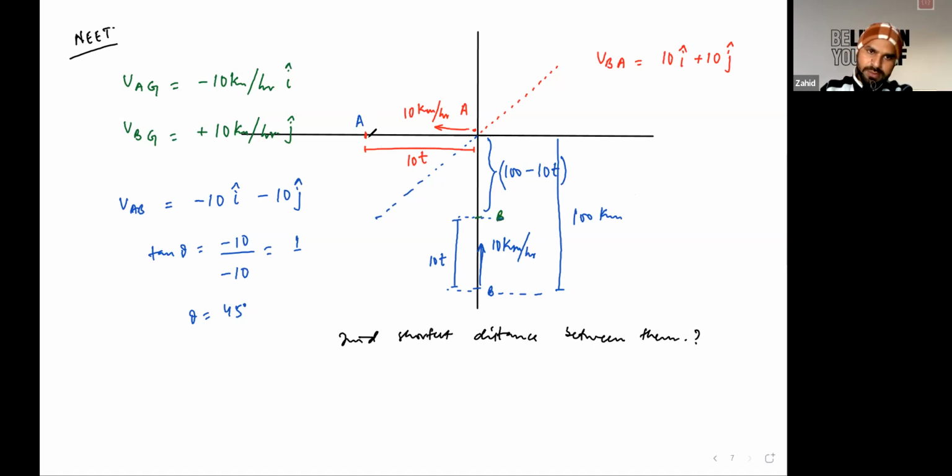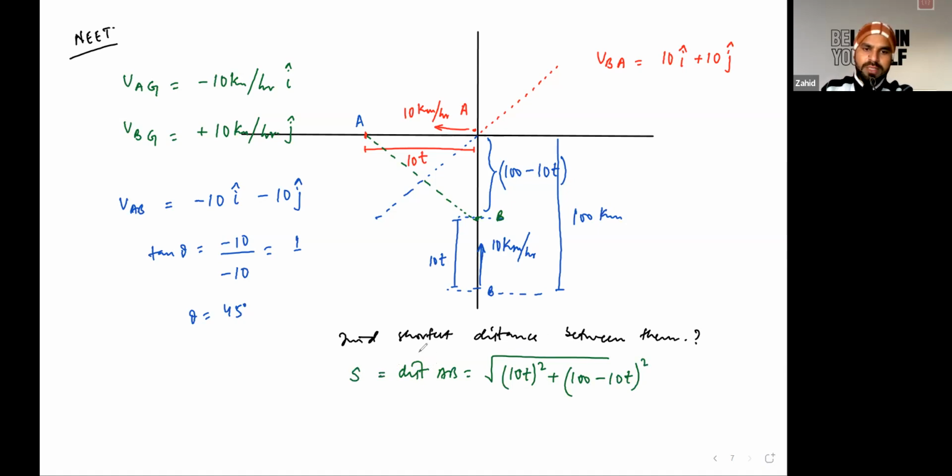So the total distance between A and B at this instant will be the hypotenuse of this triangle. So distance AB will be equal to root under perpendicular squared plus base squared. So it will be (10t) squared plus (100 minus 10t) squared, under the root. This will be the total distance, that is S.